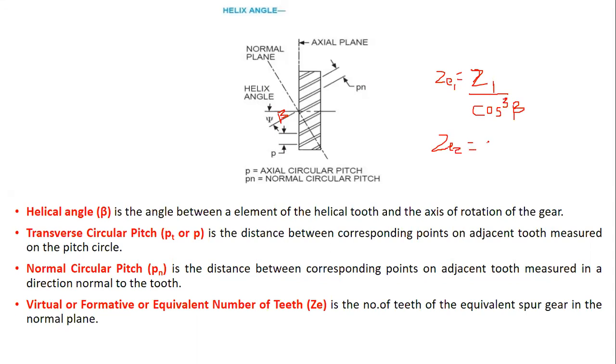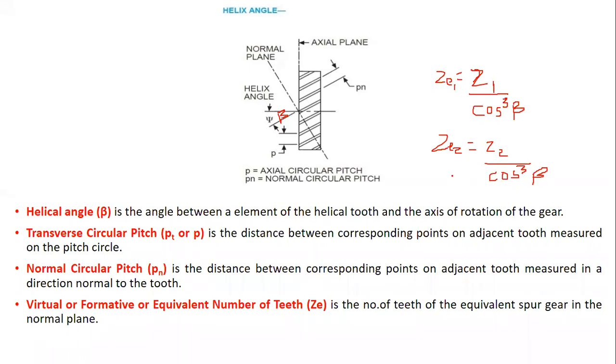At that time, this will be the number of teeth on the gear divided by cos cube beta, and this helical angle will be given. According to that, you will get the formative or equivalent number of teeth in the gear. These are the terminologies which we are going to use.